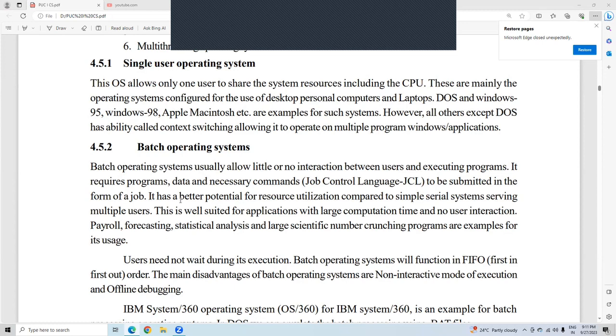All others except DOS have the ability called context switching, allowing them to operate on multiple programs, that is, Windows or applications, except DOS, right? All the others can switch, context switching, allowing them to operate on multiple programs.